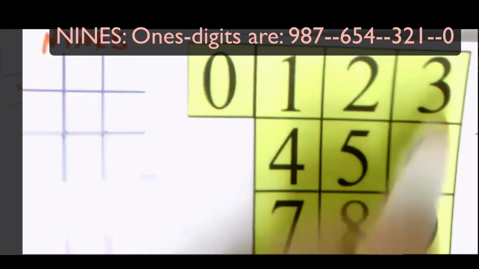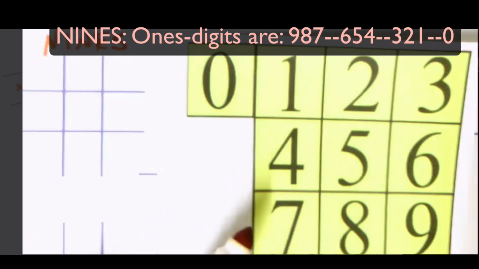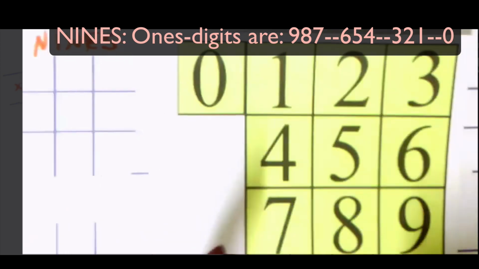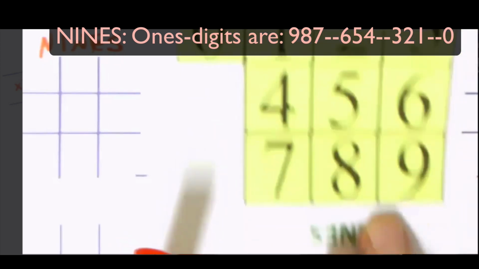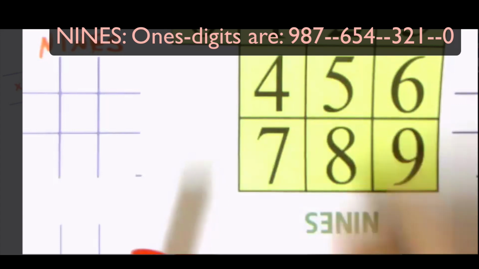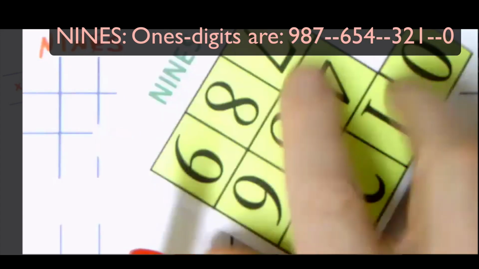Here, 1, 2, 3, 4, 5, 6, 7, 8, 9, and then 0 on the side. It doesn't make any difference where 0 is. It's just the one after the 9. And if you see this down, oh, you can't even see that. There it is, nines. It's upside down. So you turn the whole thing upside down.